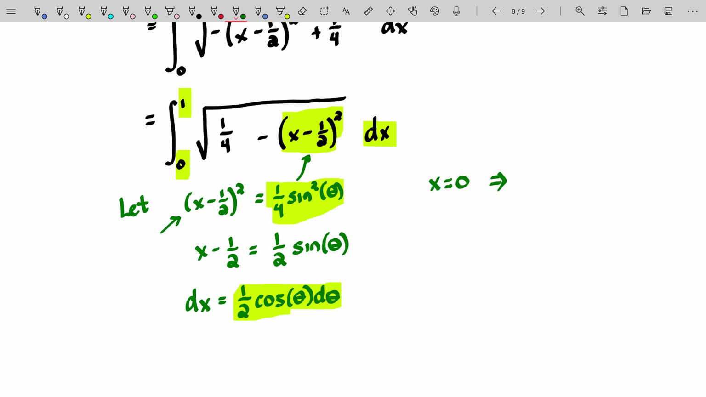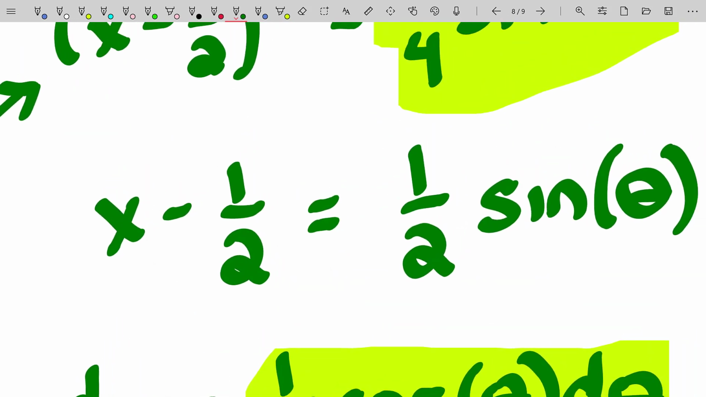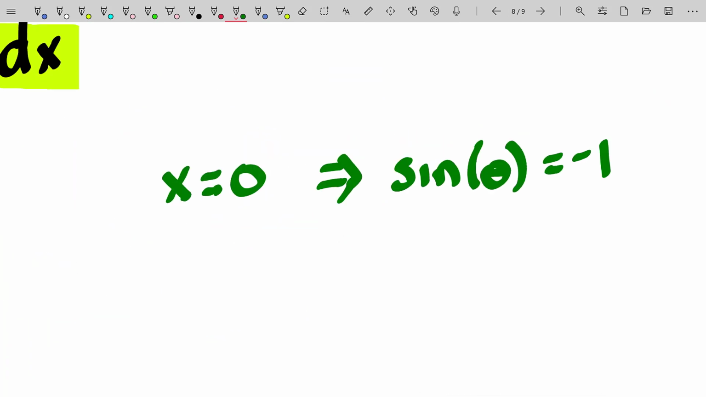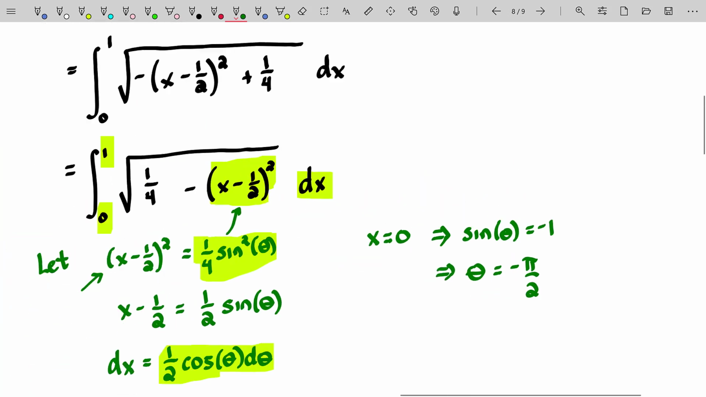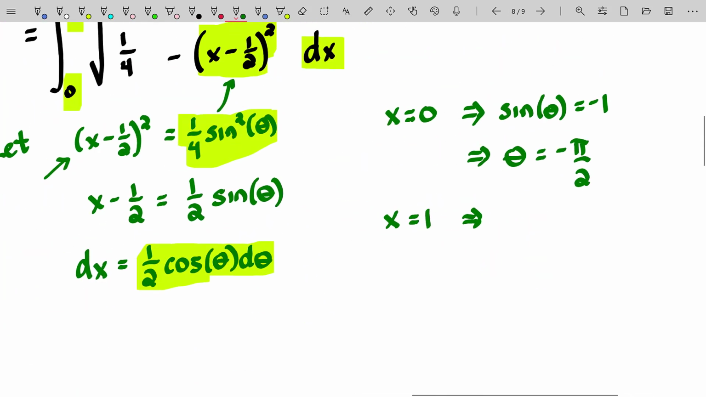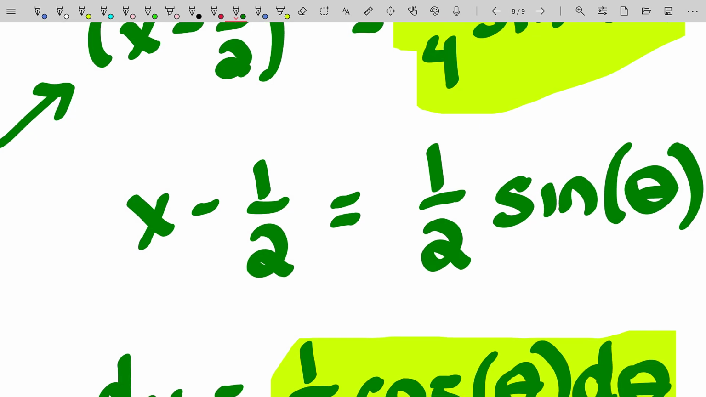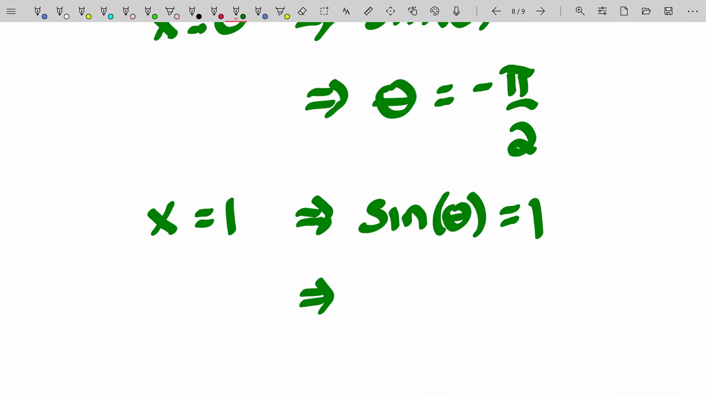I'll show you why. If x is 0, well, I'll let x equal 0 in this equation. I will get sine is equal to -1. And that implies, because we're taking the sine inverse of both sides to solve that, and sine inverse has a restricted range, that theta is equal to -pi/2. Now let's go ahead and see what happens when x is equal to 1, the upper limit. Well, going back over here, if x were 1, we'd get the left-hand side to be 1 minus 1/2, or in other words, 1/2, and sine would then be 1. And that implies theta is pi/2.